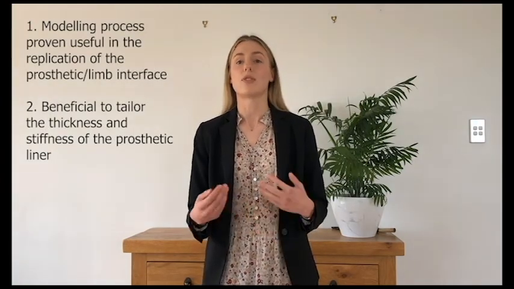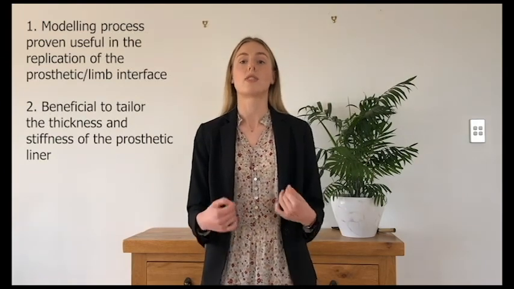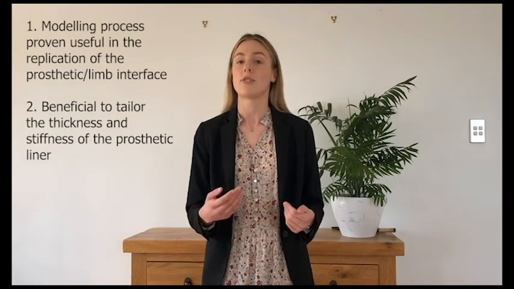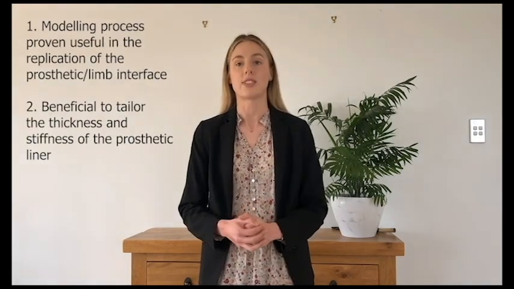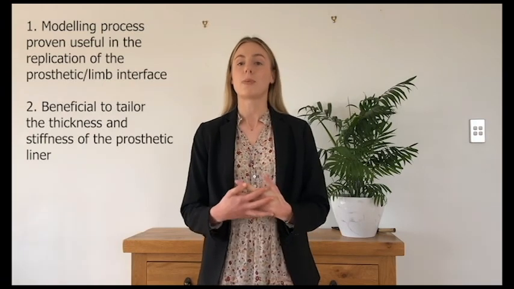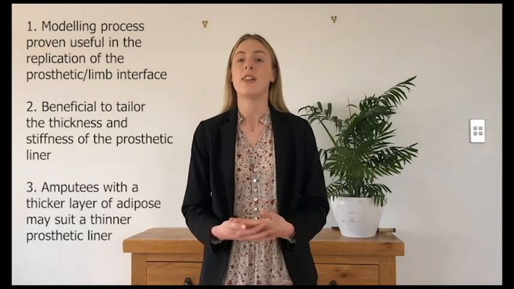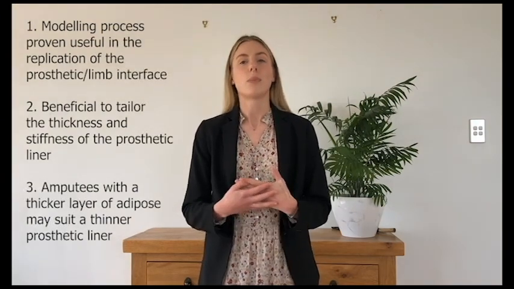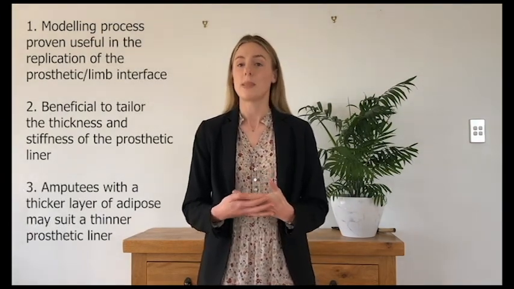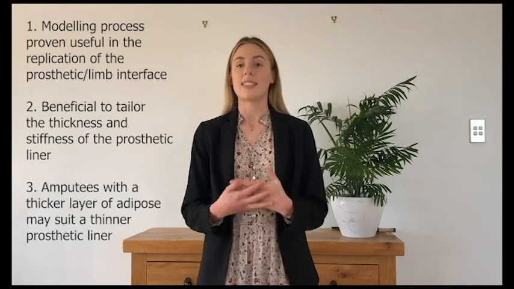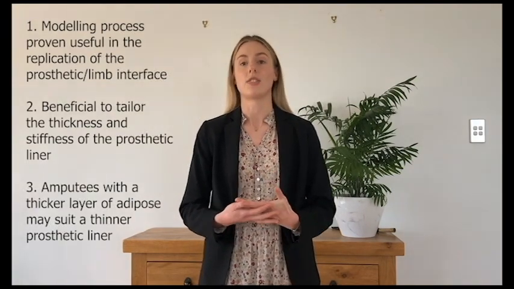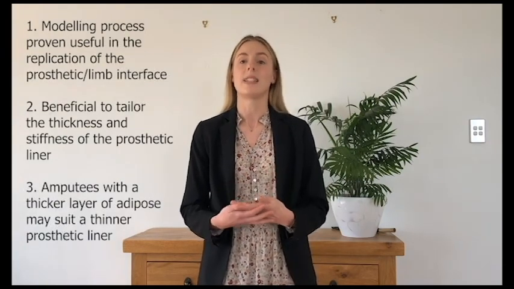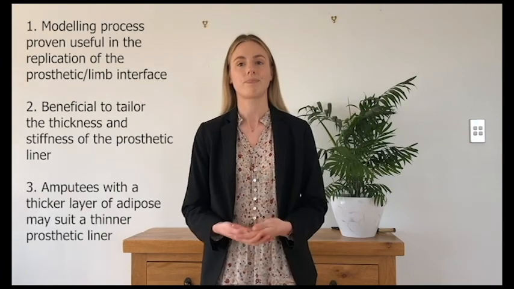Increasing the thickness and reducing the stiffness of this component reduces the compressive stresses experienced and therefore limits the chance of tissue irritation, breakdown, and blistering. Finally, we have been able to prove that the amputee's adipose layer offers cushioning to the interface alongside the prosthetic liner. From this, we can understand that amputees with a higher percentage of adipose may not require as thick a liner as amputees with a lower percentage. This once again reinforces the necessity of prosthetic components to be tailored to the specific amputee.